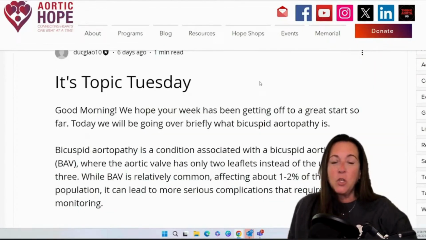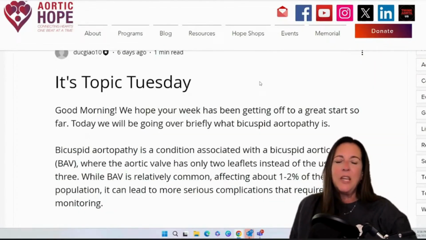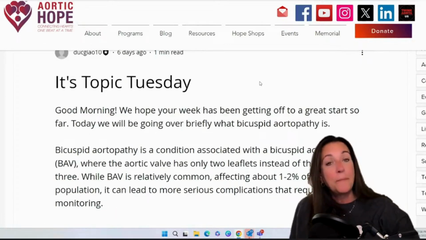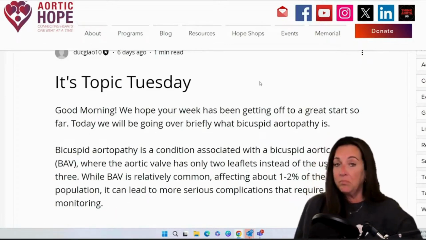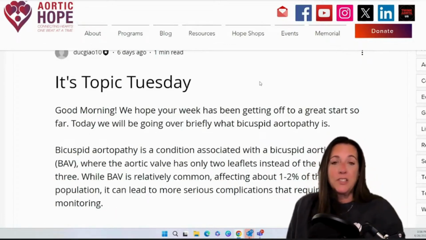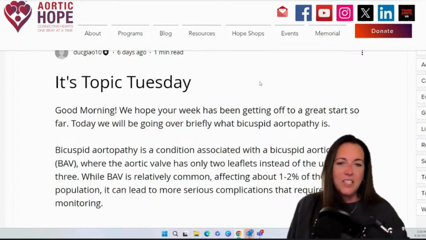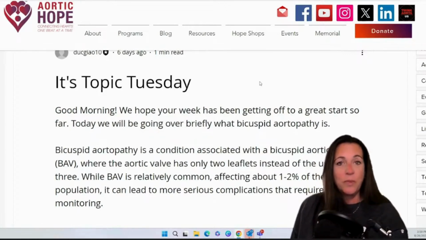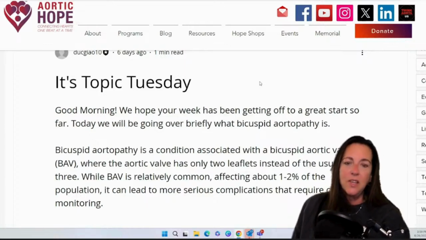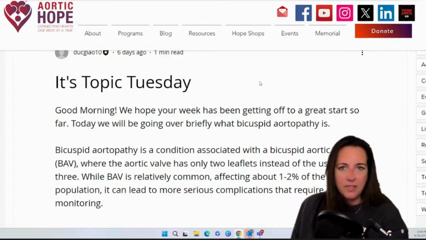This was written by Duke, and he wants to share with you a little bit about bicuspid aortopathy. It's a condition that is often associated with bicuspid aortic valve disease. Bicuspid aortopathy is something different.